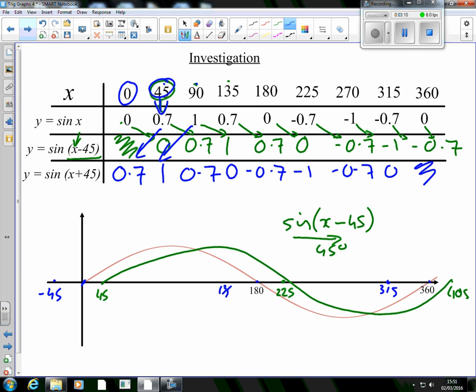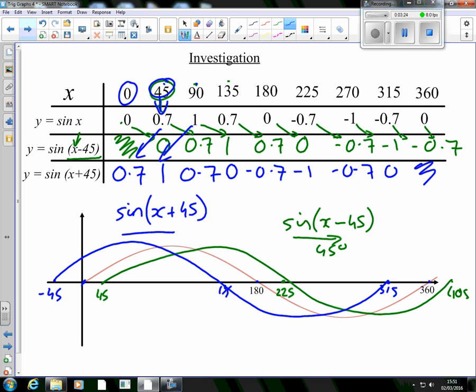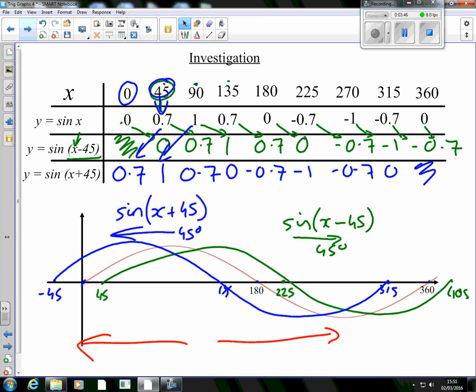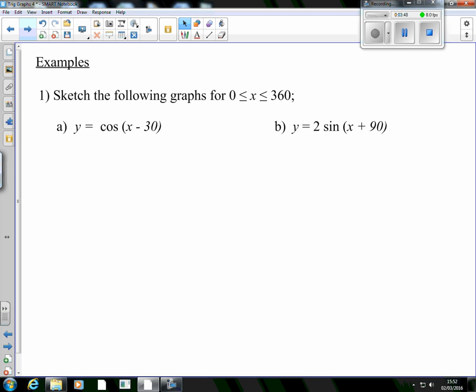So we've got exactly the same graph, but it's moved left 45 degrees. So sine of x plus 45 moves left 45 degrees. You need to see that when we put a number inside the brackets, added or subtracted, it moves side to side, the opposite way from what you'd expect. If it's negative, it goes right, and if it's positive, it goes left. That's our new rule, and that's the last rule we're going to look at here.